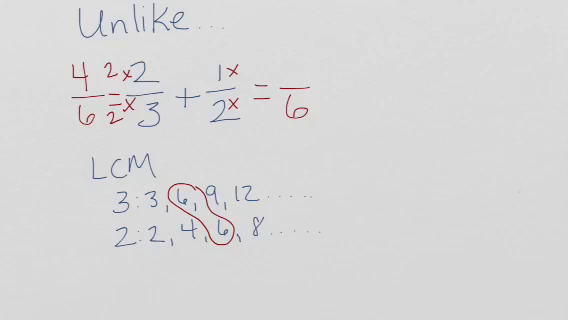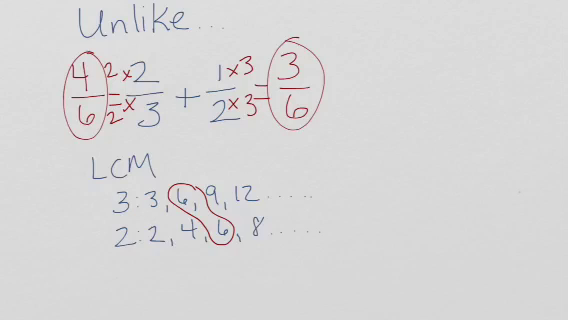Now let's go over to 1/2. What do I need to multiply 2 by to get to 6? And I know that it's 3. 2 times 3 is 6. 1 times 3 is 3. So now I have 4/6 and 3/6.